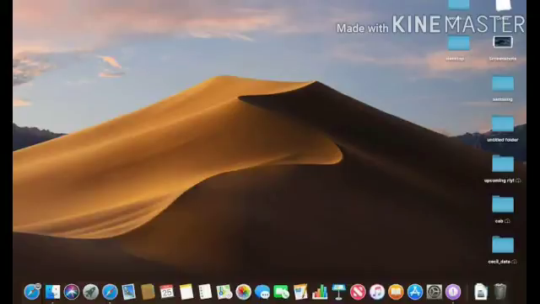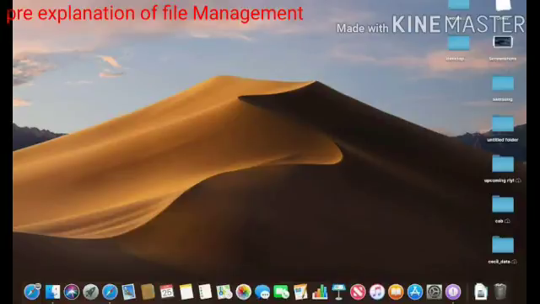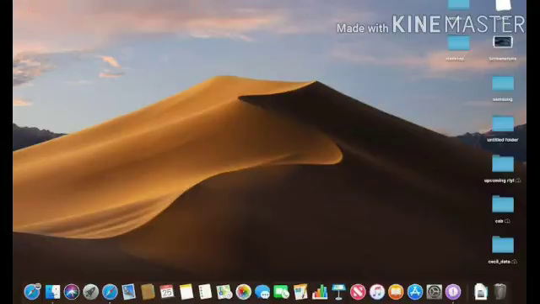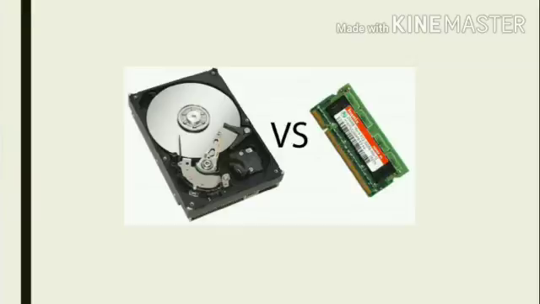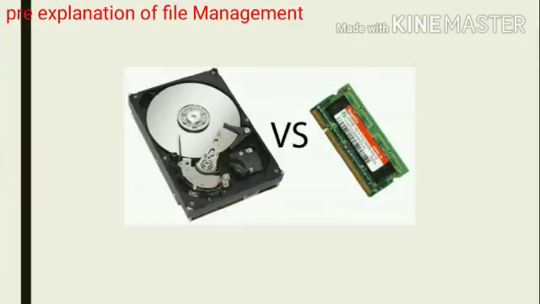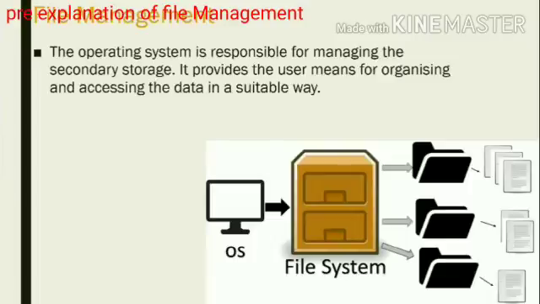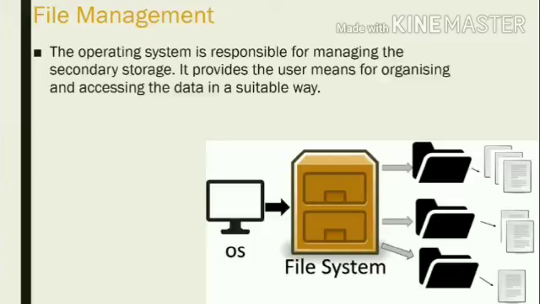We have saved different types of files, for example MP4, MP3 files, and JPG files in pictures, but these files reside in the hard disk of our computer. But how does the computer save these files in different folders and how does it recognize them when we ask it to open the files? This is only possible by the file management system which resides in the operating system of your computer. The operating system is responsible for managing the secondary storage, meaning the hard disk. It provides the user means for organizing and accessing the data in a suitable way.